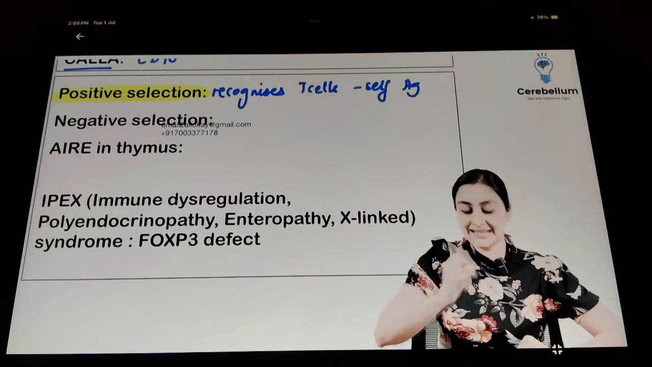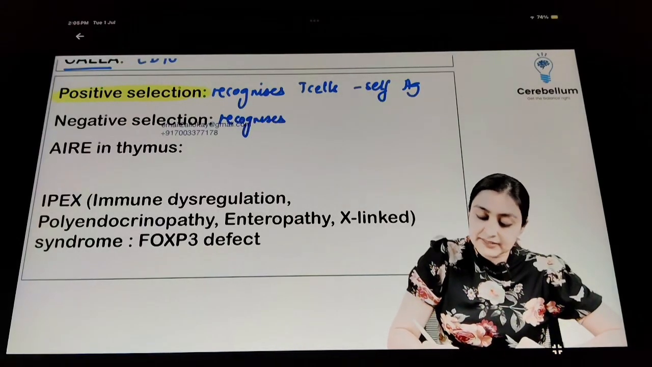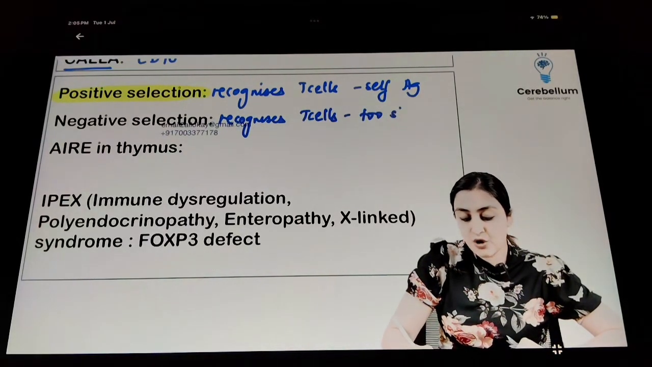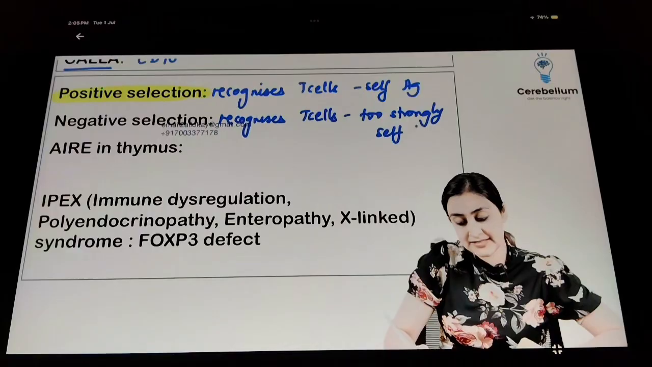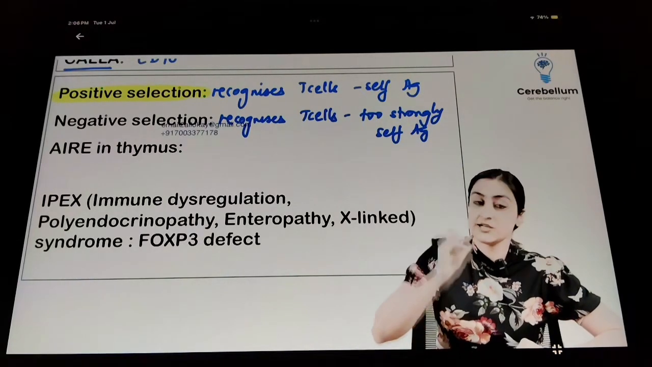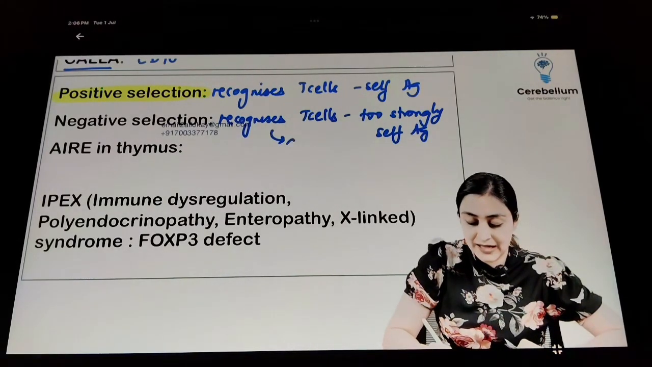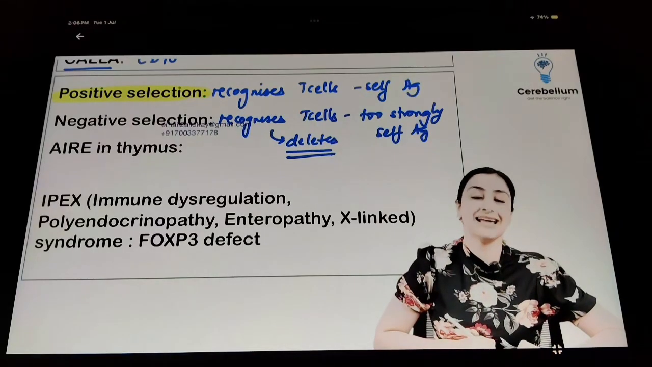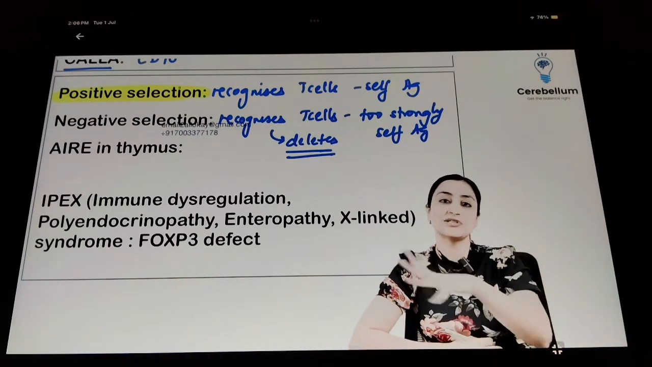Now see what it does. At the next stage, it recognizes the T cells that are binding too strongly to the self antigen. Do we want these guys who bind too strongly? We don't really want that. So this is where you now eliminate them. The thymus recognizes them and deletes them, hence negative selection. So this is how it eliminates autoimmunity.